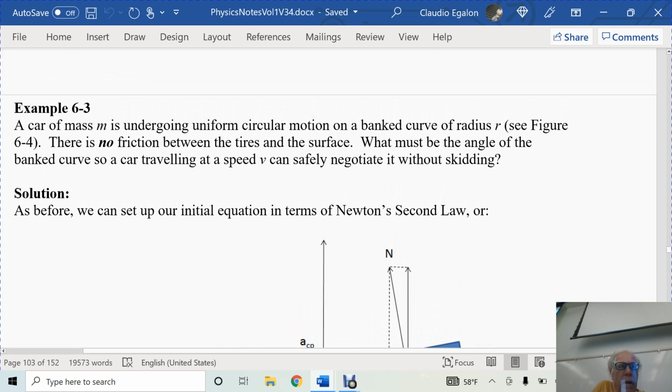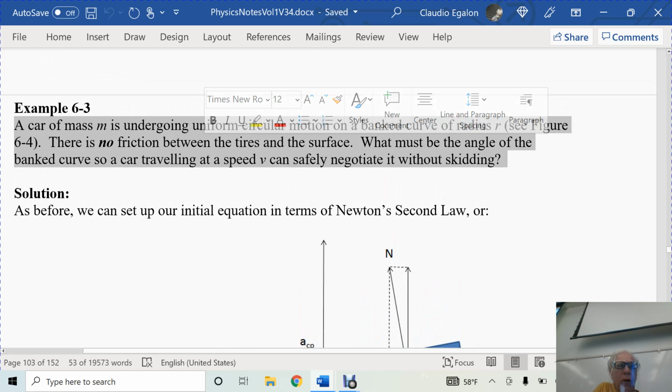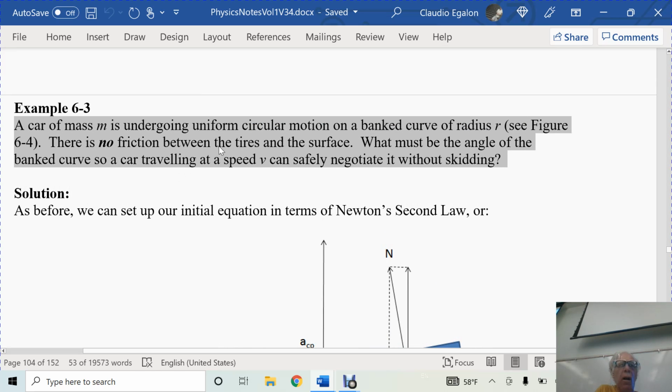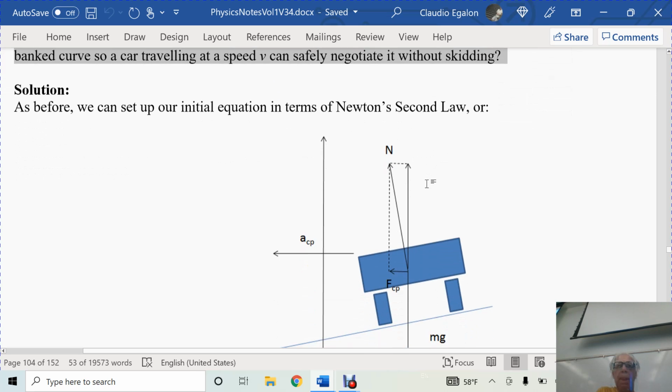So let's solve this problem. Let's say a car of mass m is undergoing uniform circular motion on a banked curve of radius r. There is no friction between the tires and the surface. What must be the angle of the banked curve so a car traveling at speed v can safely negotiate it without skidding? Okay? So here you go. Let's take a look at this drawing.